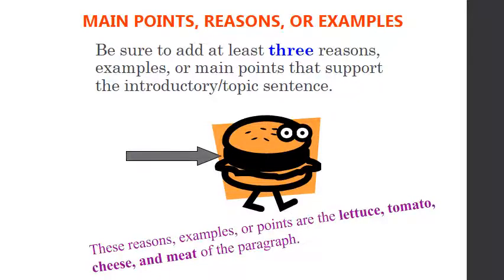Main points, reasons, or examples. What are these main points, reasons, or examples? Be sure to add at least three reasons or three examples or main points that support the introductory or topic sentence. In order to support the topic sentence, I have to support it with details. And these details are the main points, reasons, or examples. These reasons, examples, or points are the lettuce, tomato, cheese, and meat of the paragraph. So you see now, as I have lettuce, tomato, cheese, and meat in the hamburger sandwich, I have the details, the main points, reasons, and examples in the paragraph.